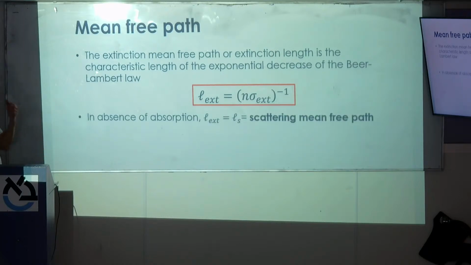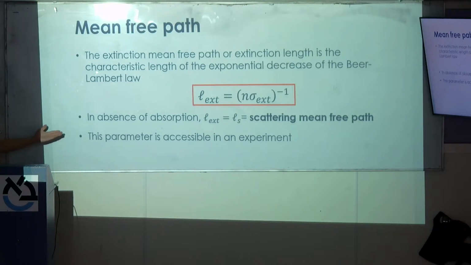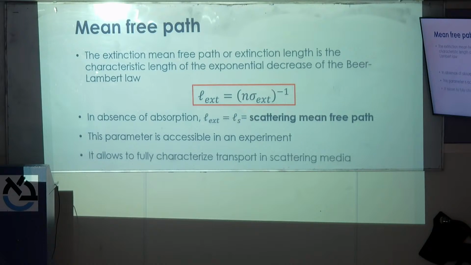In absence of absorption, the extinction length is LS, the scattering mean free path. This parameter can be easily measured in an experiment. Like in the tank, you can have a system where you keep the concentration but vary the thickness of your sample, and that's a way to measure directly this quantity. So very simple to measure, and it allows us to fully characterize the transport in the scattering medium. So that's the scattering mean free path.